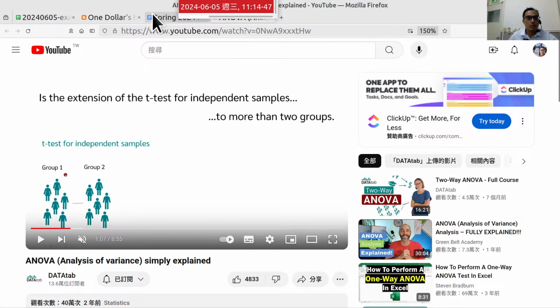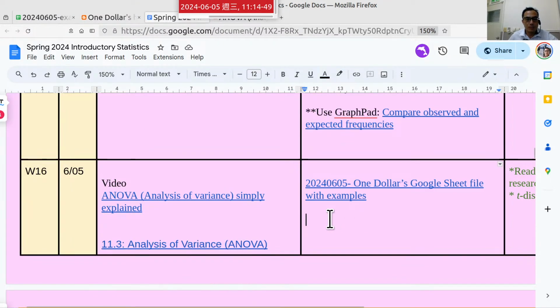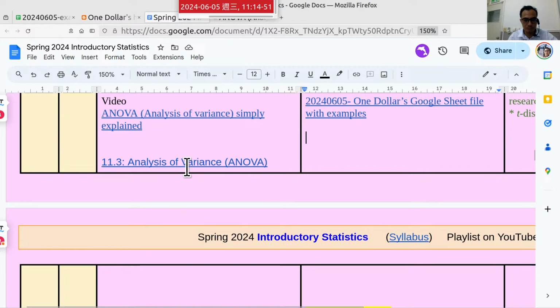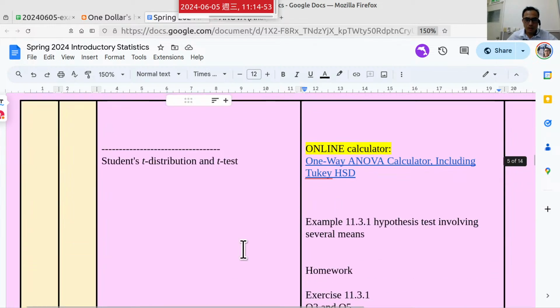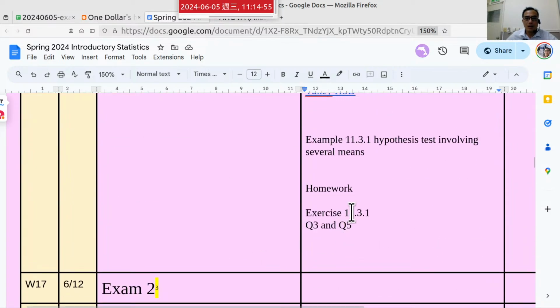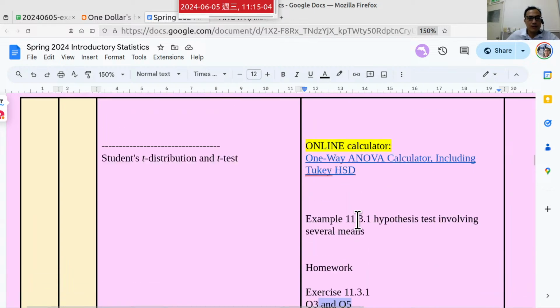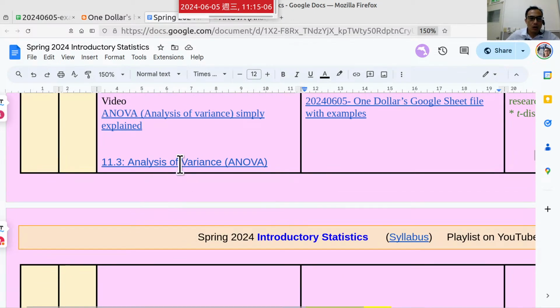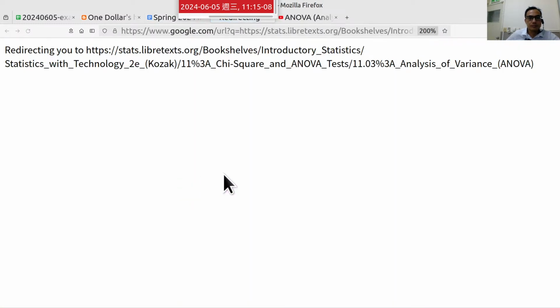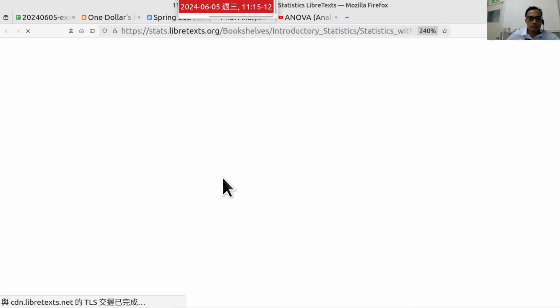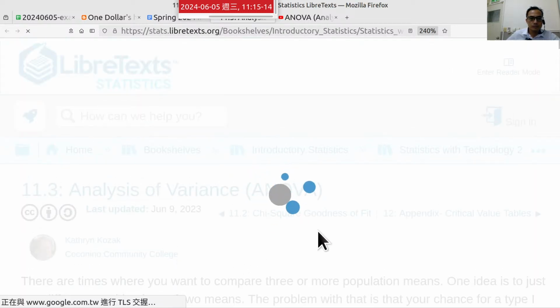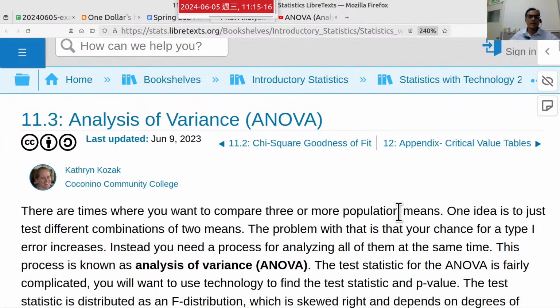And now let's move to the examples from our textbook, because that is easier. Let me show you how to run it on example 11, chapter 11.3.1, and homework Q3 and Q5. Then you will be clear how to run this one.